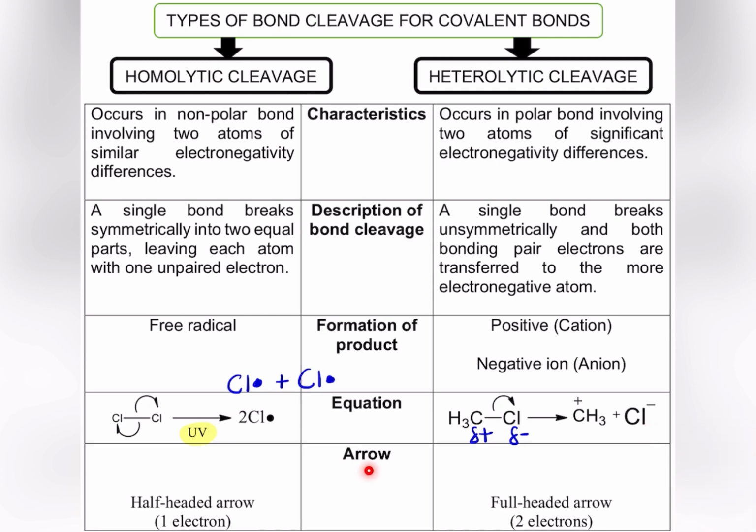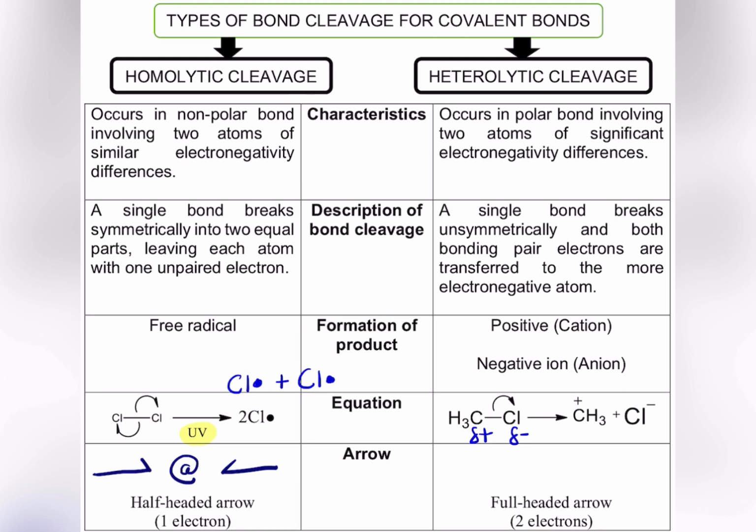Last one, when you want to draw the arrow for homolytic cleavage, you have to know that we are going to transfer one electron. So how do you illustrate that? We are going to draw a half-headed arrow, either this one or this one. So which one do you prefer? This is how you draw a half-headed arrow.